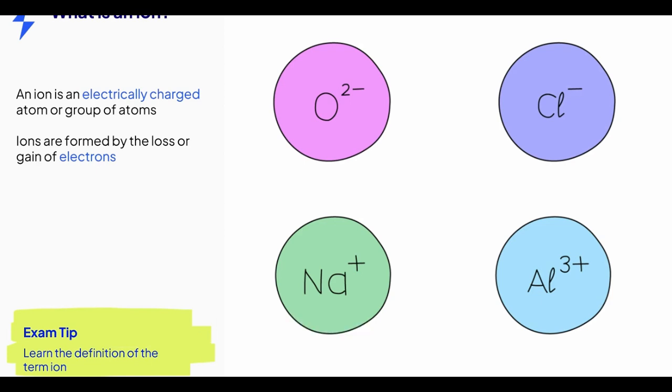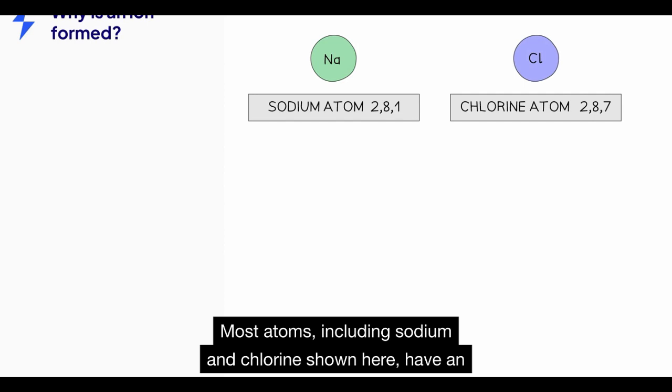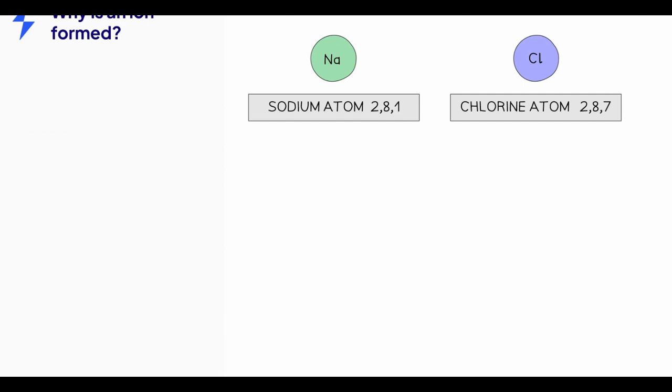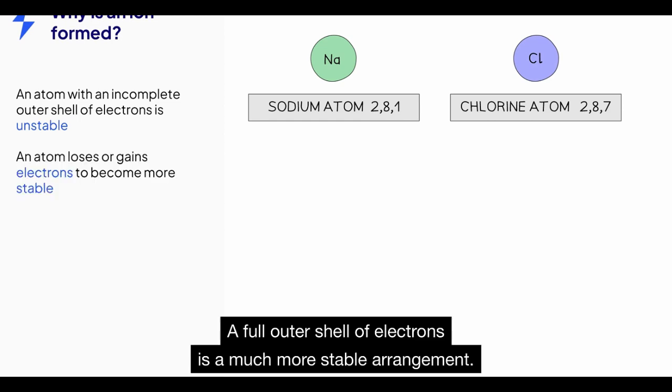To explain why ions are formed, we need to consider the electronic configurations of atoms. Most atoms, including sodium and chlorine shown here, have an incomplete outer shell of electrons. This arrangement of electrons is not very stable. A full outer shell of electrons is a much more stable arrangement.